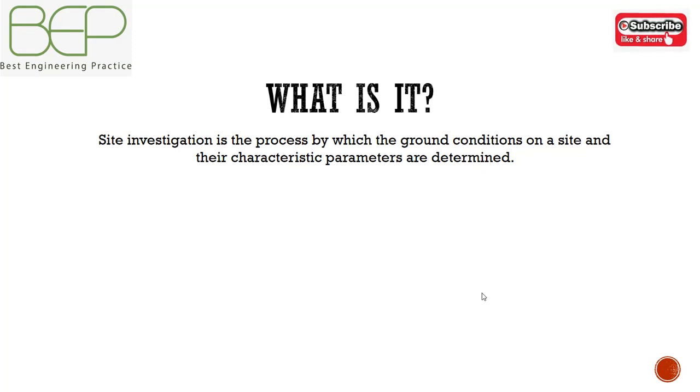Site investigation is a process by which the ground conditions on the site and their characteristic parameters are determined. Some key sources are topographical and geological maps, records of previous site investigations, and current and previous land use. These data are also used to plan the direct ground investigation using boreholes.